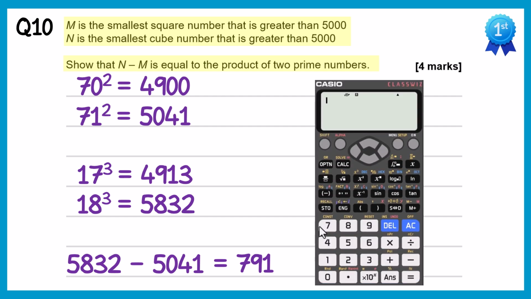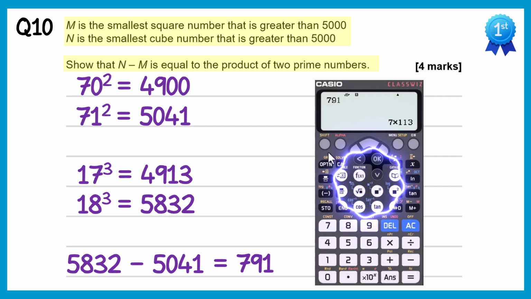If you have an older style calculator like this, you'll first of all type in the number, so 791, and then press equals. Then we press shift, and then this button here where it says fact, and if you do press this button, you'll see that it's equal to 7 times 113.